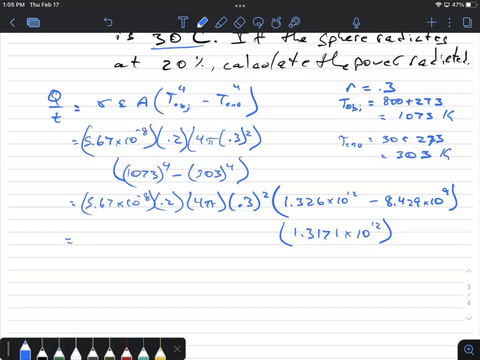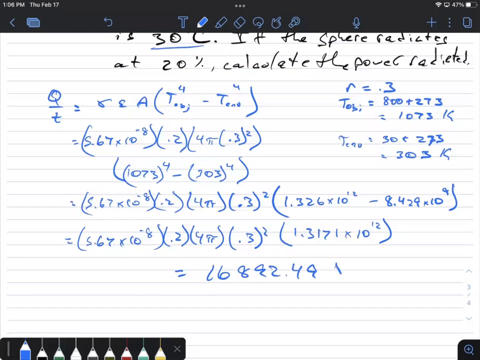And then everything else, I just write: 5.67 times 10 to the minus 8 times 0.2 times 4 pi times 0.3 squared. And now I can multiply everything. Everything's just a bunch of numbers. So this number times 0.3 squared times 4 pi times 0.2 times 5.67 times 10 to the minus 8. And at the end of the day, I get 16,892.49 watts.